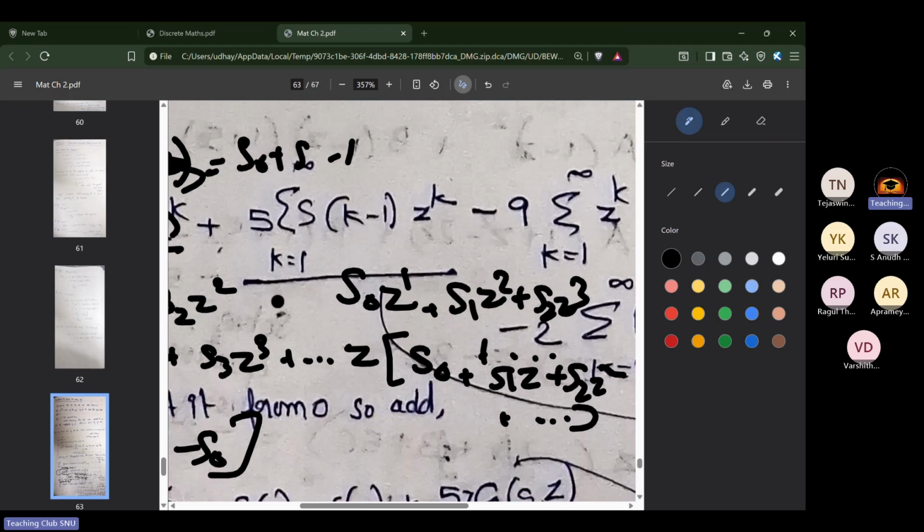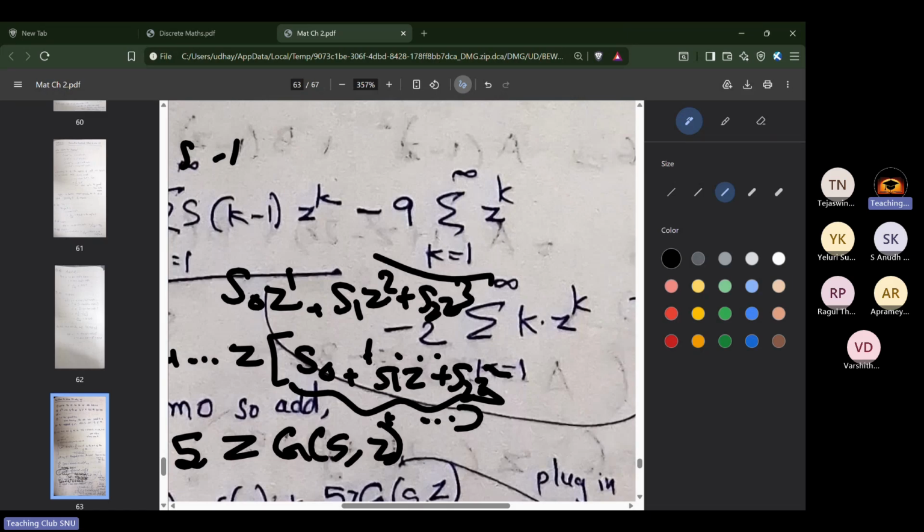Yes. So this is going to be s naught plus s1z plus s2z square. Simple, general sequence. So it will be G of s comma z. Obviously, 5 will be there, right? Done. So I got 5 z G of s comma z. Okay, very nice. Next, what will you do with this one?